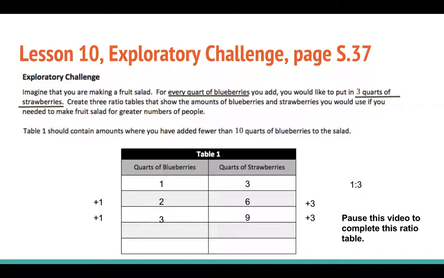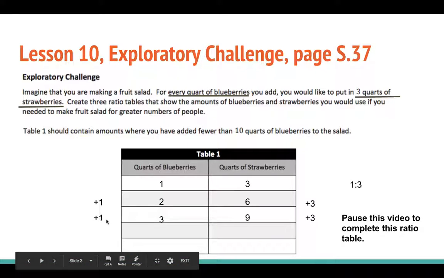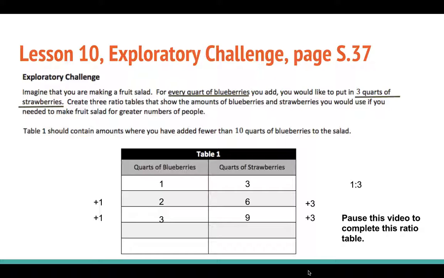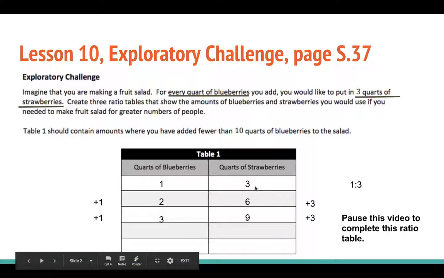Now think of, ladies and gentlemen, it does not have to be 1 plus 1 equals 2, 2 plus 1 equals 3. You can even say, hey, what if I wanted to add plus 1 plus 1? So you get 5 quarts of blueberries. How much would that be in quarts of strawberries? Okay. So pause now to complete this ratio table. Remember, it has to be fewer than 10 quarts.